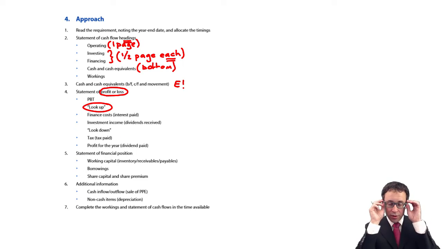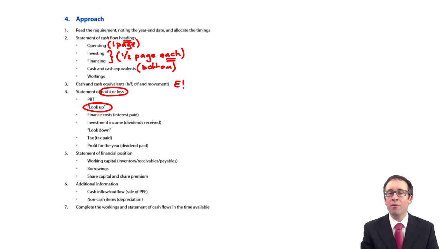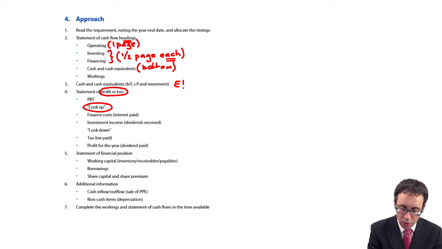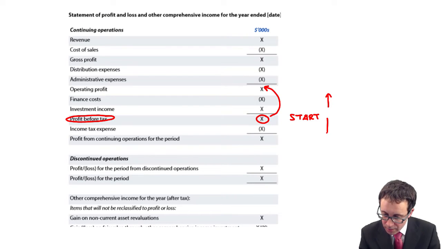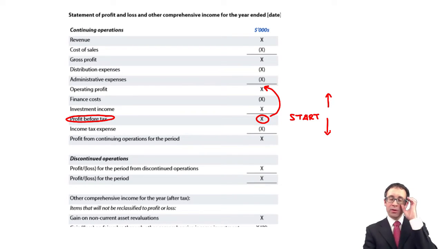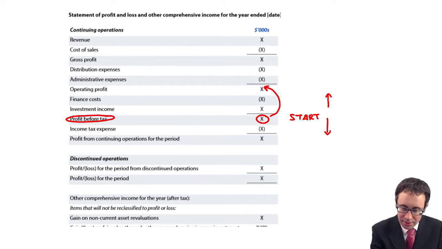Just note, once you've got your finance costs, maybe you can think about working out your interest paid. So that could form part of your T account. And then the investment income could be your dividends received. So they're then the figures that appear on the statement of cash flows. Once you look up, you then go through there and look down. So we've looked up, we now look down. And what you see when you look down is the income tax expense.